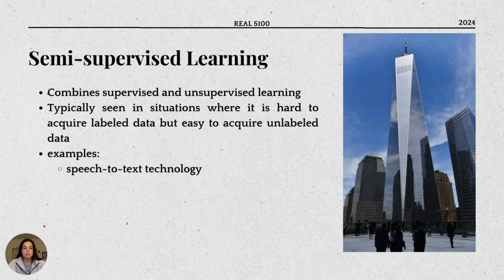All right, then we have semi-supervised learning. This combines both supervised and unsupervised learning. Typically, you're going to see this in situations where you're not able to easily acquire labeled data, but it's a little bit easier to acquire unlabeled data. A good example of this would be speech-to-text technology, and you could use this in a meeting between lenders and clients, and it would be able to transcribe the entire meeting and put it in written documentation to have for legal purposes in case anything happened down the road where things would need to be transcribed.